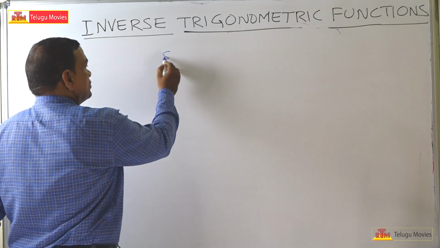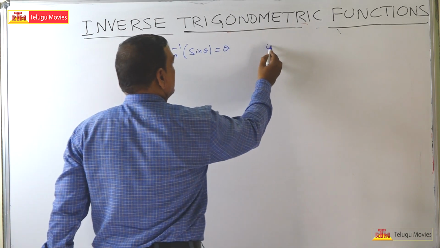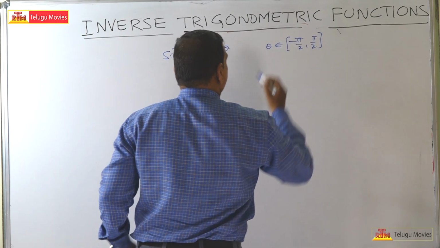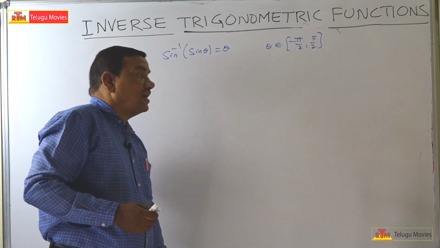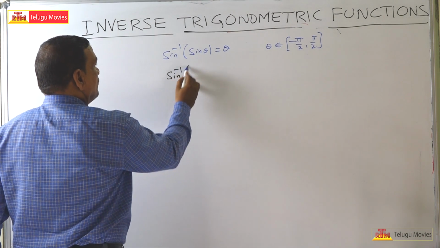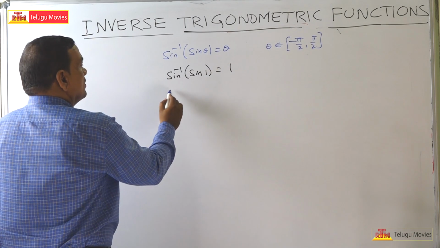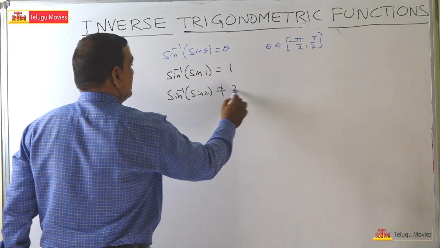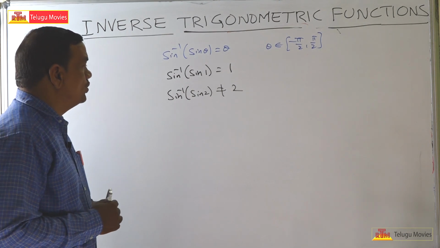What is that? Sin inverse of sin theta is equal to theta, where theta belongs to the closed interval minus pi by 2 to plus pi by 2. Basing on that I have given one problem. Sin inverse of sin 1 degree is equal to 1, I am saying. Whereas sin inverse of sin 2 radians is not 2. Why is it not equal to 2?